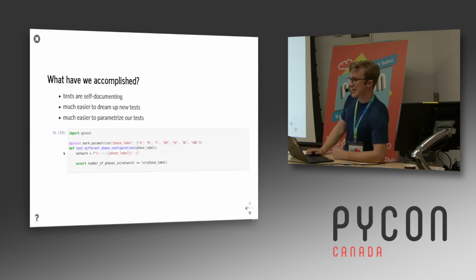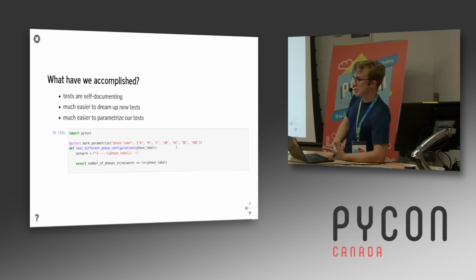And we can also parameterize our tests. So here's an example. We're testing the number of phases in the network. And I can use PyTest to parameterize this and write in different phase labels. So now I have like 8 tests that test all the different configurations of a power system. And I can make a network, and I can do stuff on it and see that the results are what I expect them to be. So now we have a lot of tests. It's really concise, and it gives you an easy introduction if you're new to our code base.